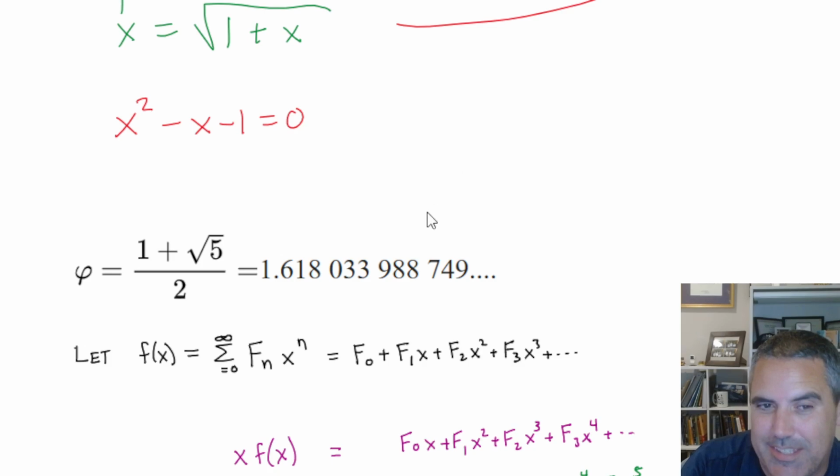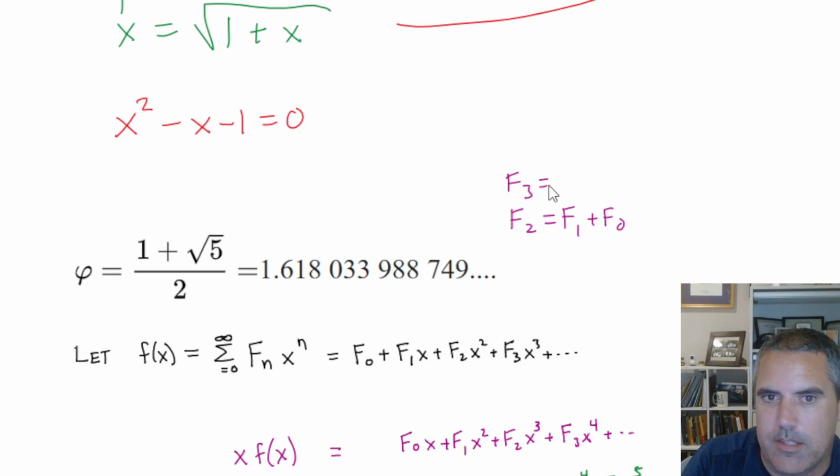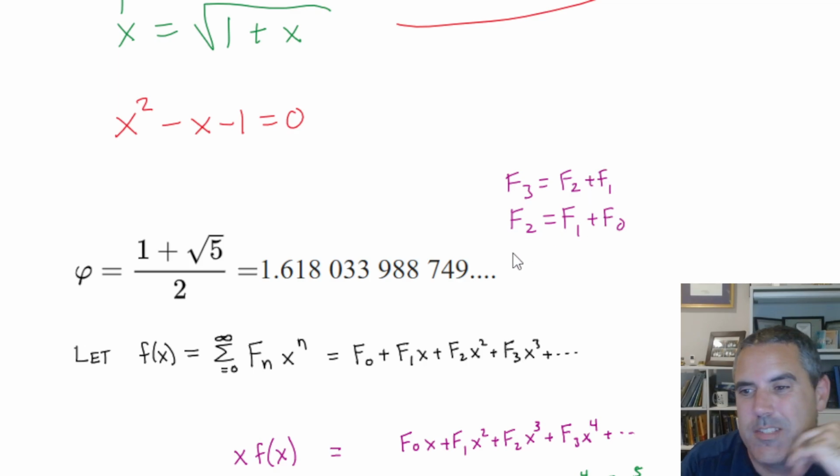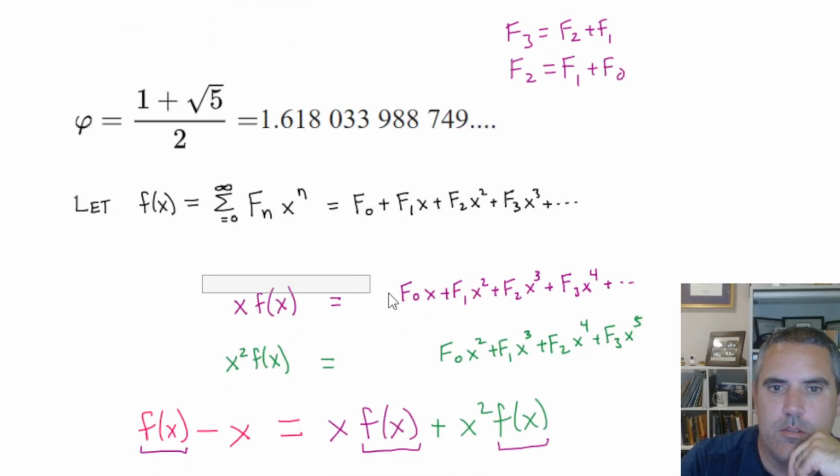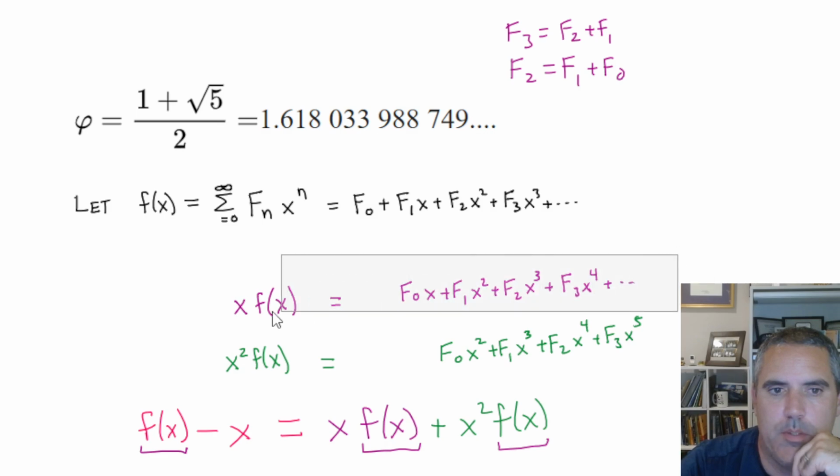Well, the interesting thing is, because we have this little recurrence, this thing that says the second one is equal to the first one plus the 0, and the third one is equal to the previous 2, we can manipulate our series, essentially in terms of itself, to say something about it. Okay, so here we go. So let's play this game and see what happens.